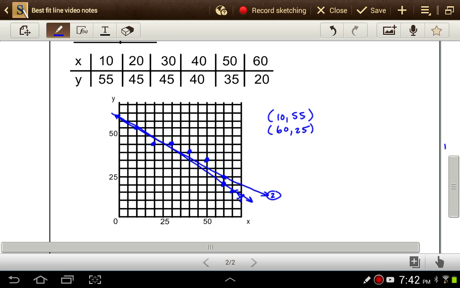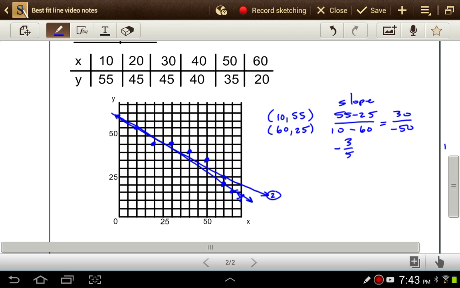Okay, so let's find the slope. All right, I'm going to do 55 minus 25 over 10 minus 60. It's a negative correlation, so it's going to be a negative slope. So that's going to give me 30 over negative 50. Okay, when I do that, that reduces to negative 3/5.